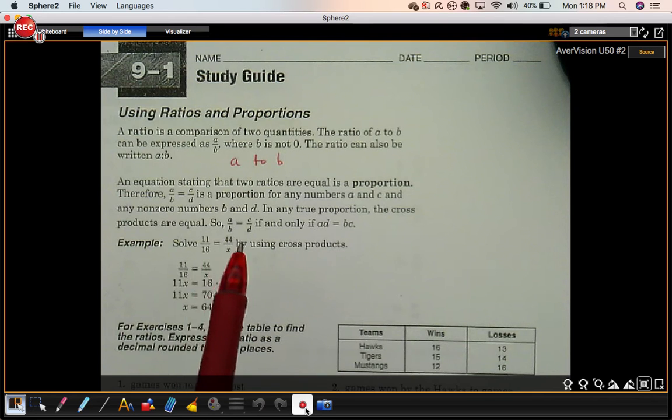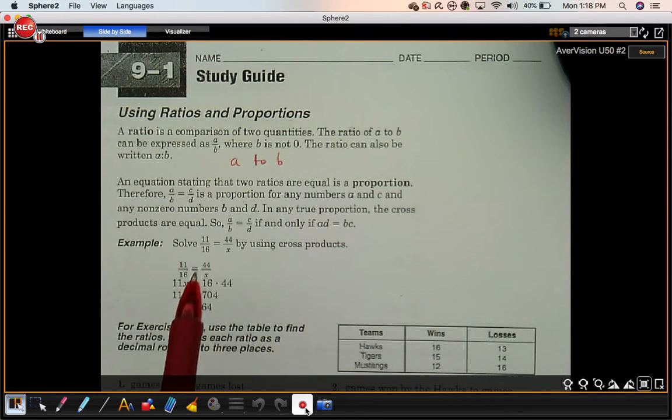And that's what they do in this example. They're going to take 11 times x to get 11x. They're going to take 16 times 44 to get 704. And then you divide by 11 to get your mystery number 64. So what that means is 11 divided by 16 is the same thing as 44 divided by 64.